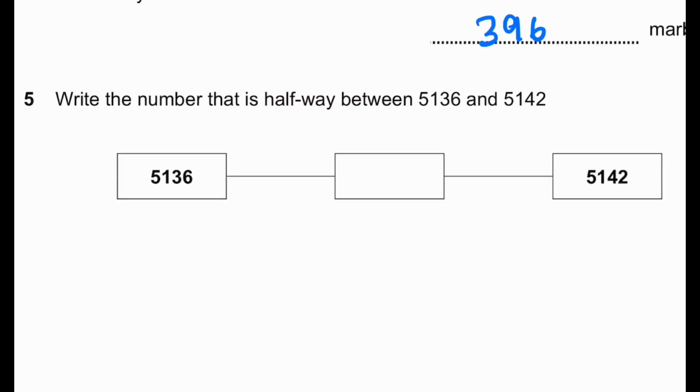Question 5. Write the number that is halfway between 5,136 and 5,142. The difference between 5,142 and 5,136 is 6. And 6 divided by 2 is 3. So the answer is 5,136 plus 3, which is 5,139.